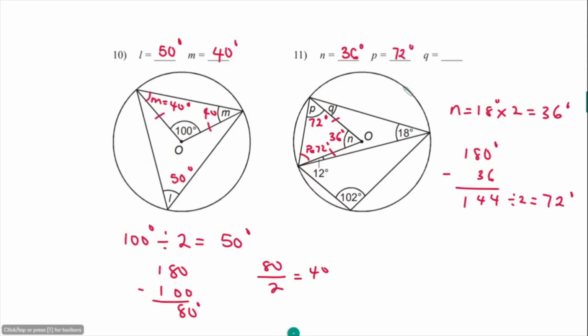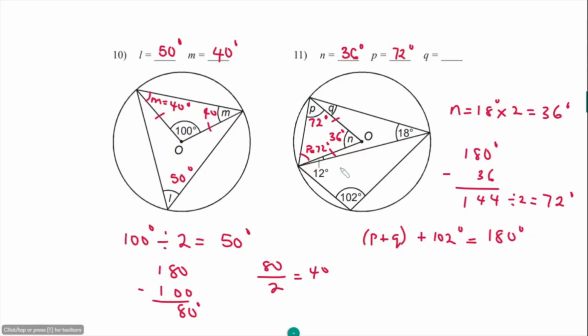And next we need to find angle Q. Well, there are a number of ways you can find angle Q. A very fast way is this: I already know that these two angles P and Q and 102 add up to 180, because it's a cyclic quadrilateral. So I'm going to say P plus Q plus 102 degrees is 180 degrees.